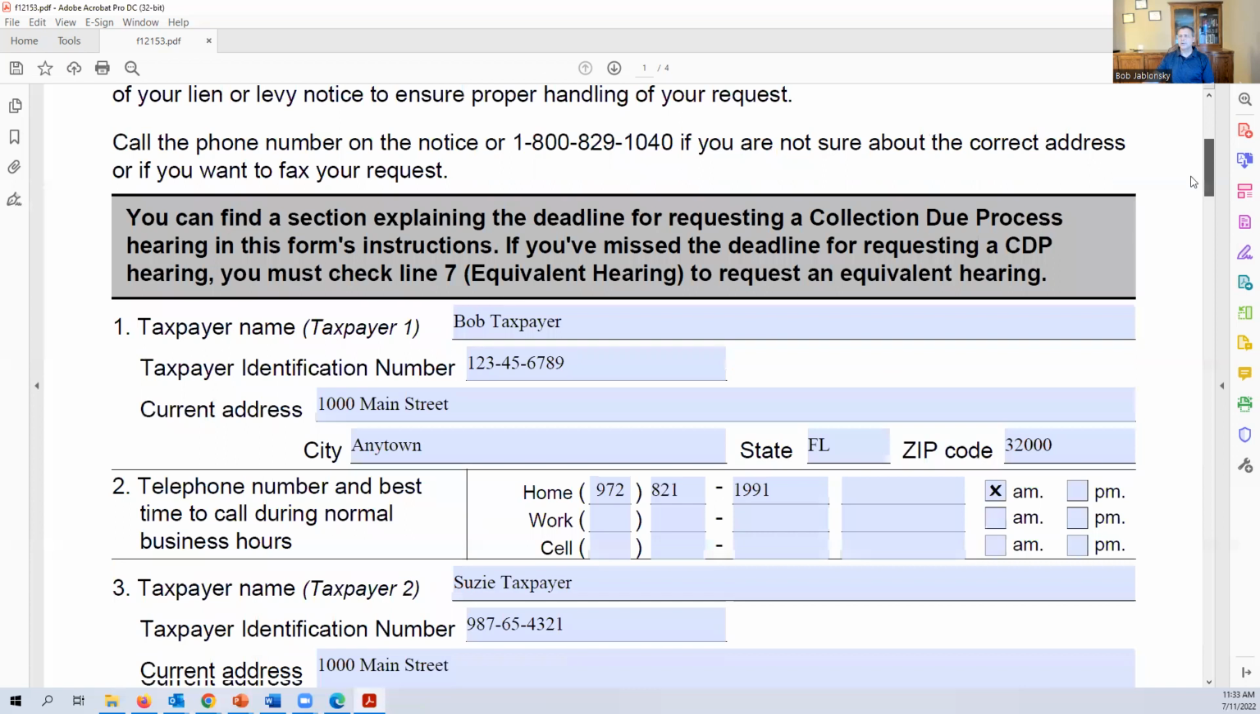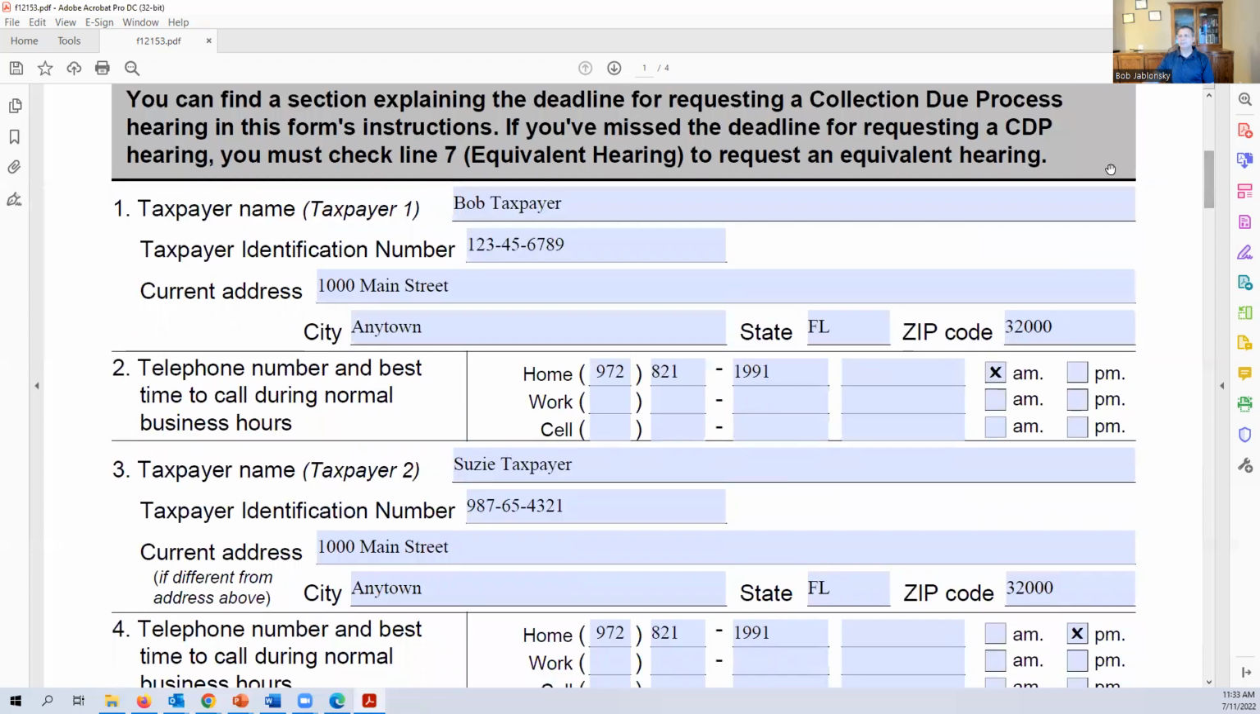So the next thing I'm going to do is talk about completing the form. Remember, as it's stating here, file within 30 days of receiving the final notice to get the collection due process hearing, and file within 12 months to get the equivalent hearing. So I'm going to type my name in there. I'm Bob, taxpayer. My social security number is 123-456-789. And I live on 1000 Main Street, Anytown, Florida, 32000.